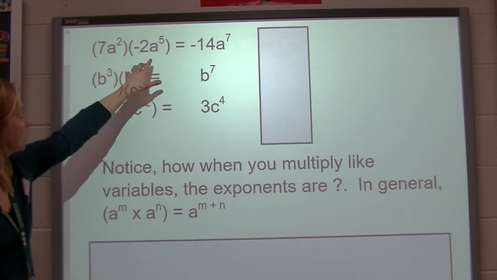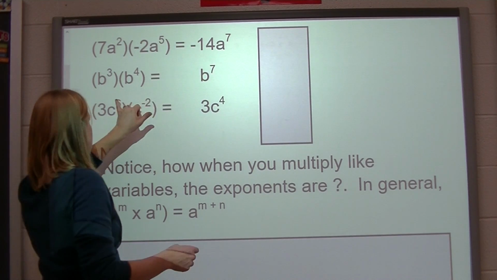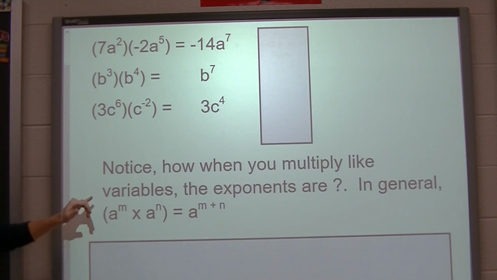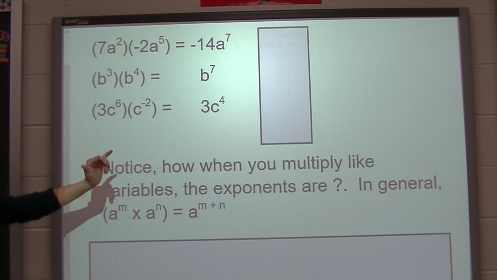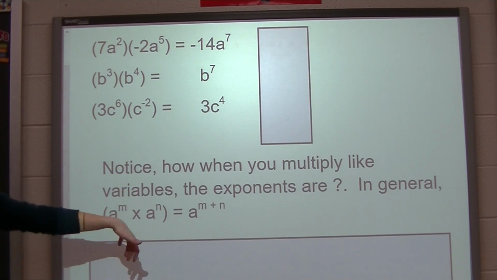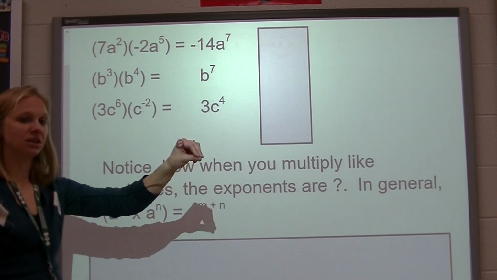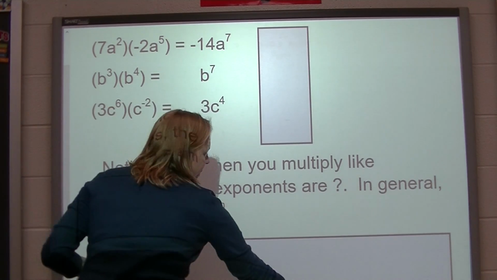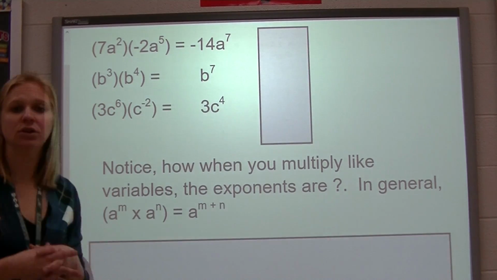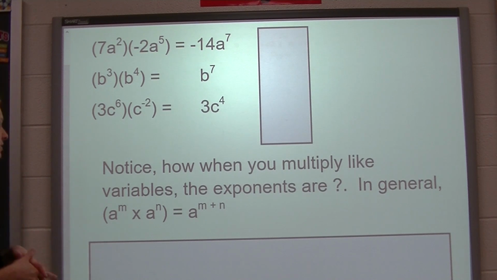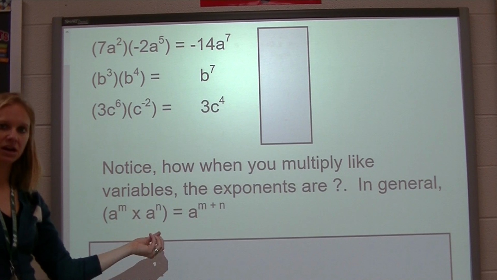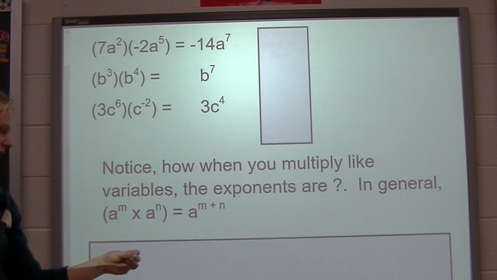And that question mark is added. 3 plus 4 is 7. 2 plus 5 is 7. 6 plus negative 2 is 4. So in general, if I have a to the m power times a to the nth power, it equals a to the m plus n power. Again, you just add your exponents. So that's another property of exponents. When you multiply like variables, you add their exponents.